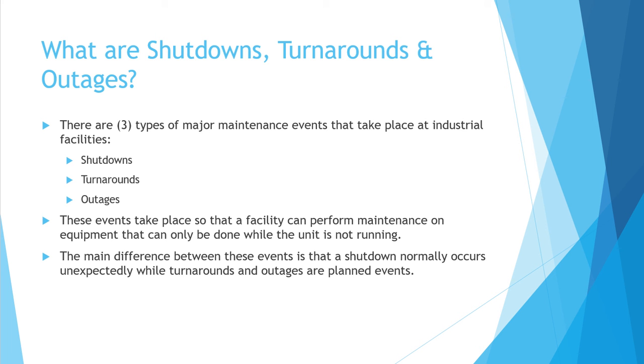Now, these events can only take place when a unit or a facility is not running because they have to maintenance the equipment, and obviously you can't have process fluids running through the equipment whenever you take it out of line. So, as you can imagine, not only is a facility losing money because they aren't producing, but they're also spending money to complete these large plant overhauls.